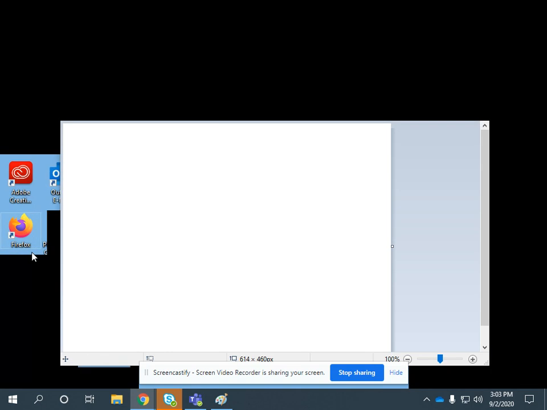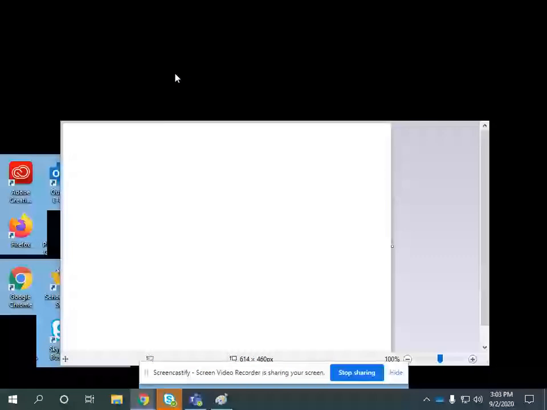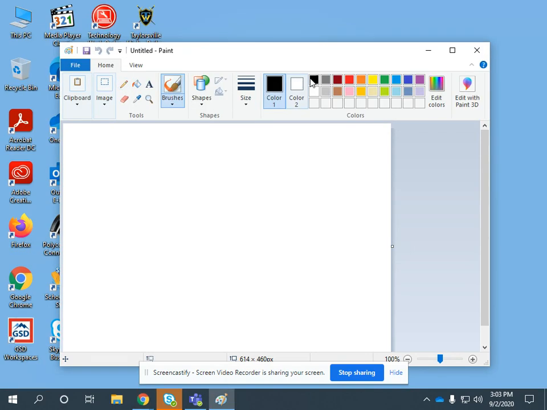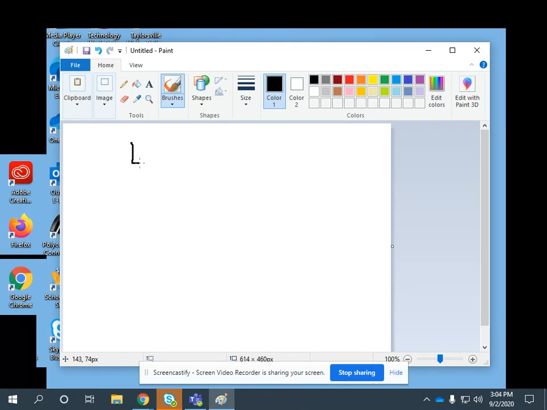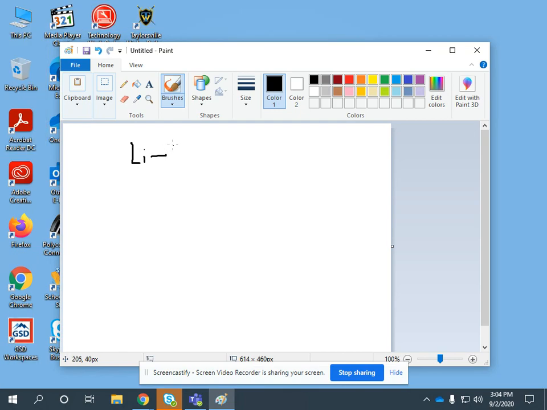So in this screen, I'm going to show you guys how to create models of different isotopes. And the isotope that I'm going to be working with to start off with is lithium 7.